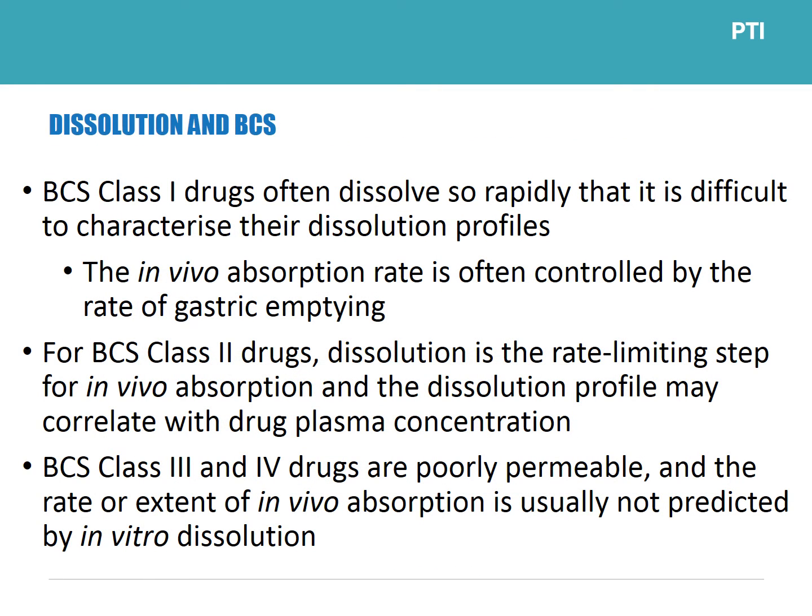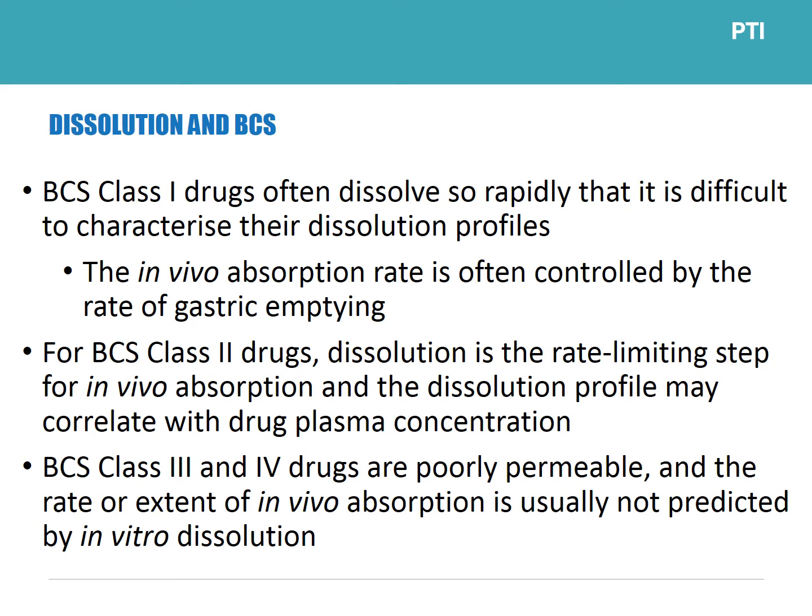So to build on what we've just said, BCS class 1 drugs often dissolve so rapidly that it's difficult to characterize their dissolution profiles. Often the drug is released quantitatively within about 5 or 10 minutes. And in these cases, the in vivo absorption rate, the absorption rate in the body, is commonly controlled by the rate of gastric emptying. So the tablet dissolves rapidly in the stomach, but it doesn't become available for absorption until it enters the small intestine. And the rate at which it does that is controlled by the stomach emptying its contents into the intestine.